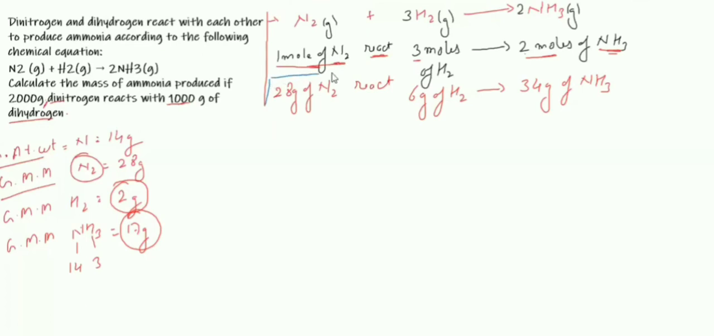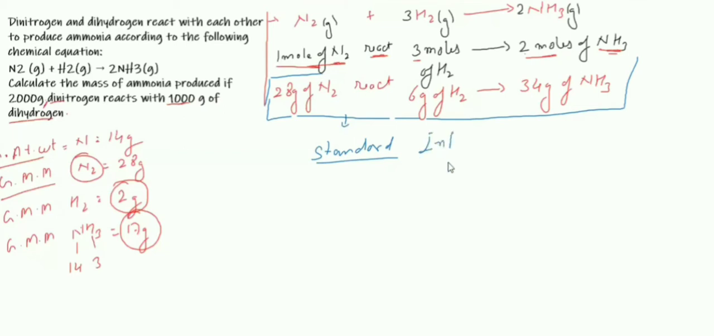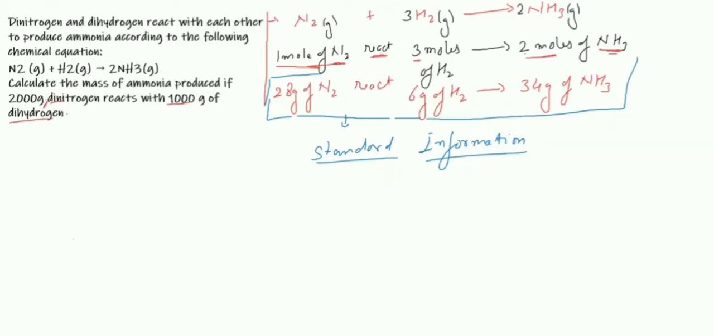Now this relationship is our standard information. This information we are going to use to solve the question. So let us move to the terms that we have been provided. The weight of nitrogen is 2000 grams and the weight of hydrogen is 1000 grams.